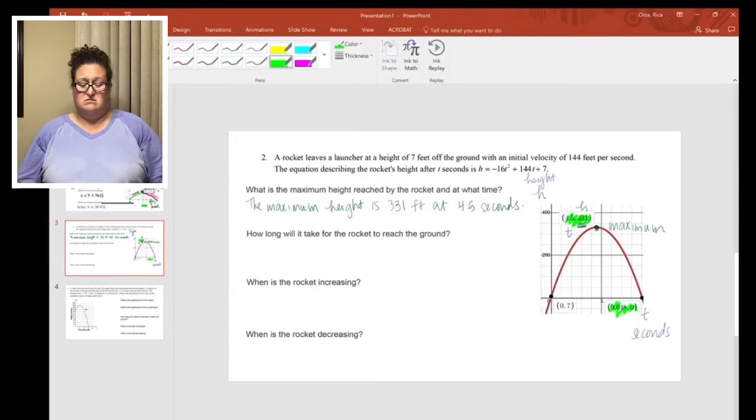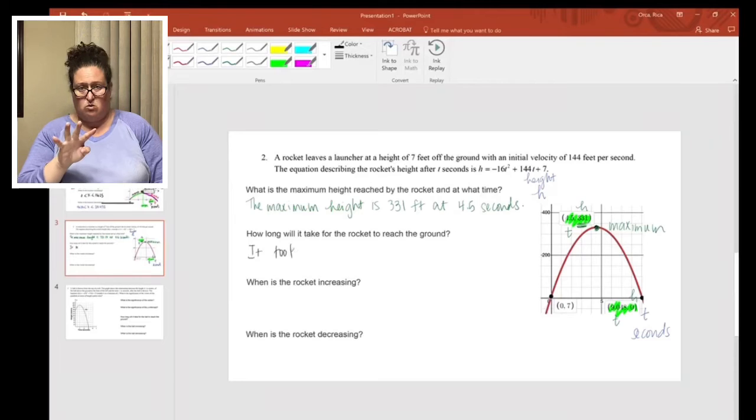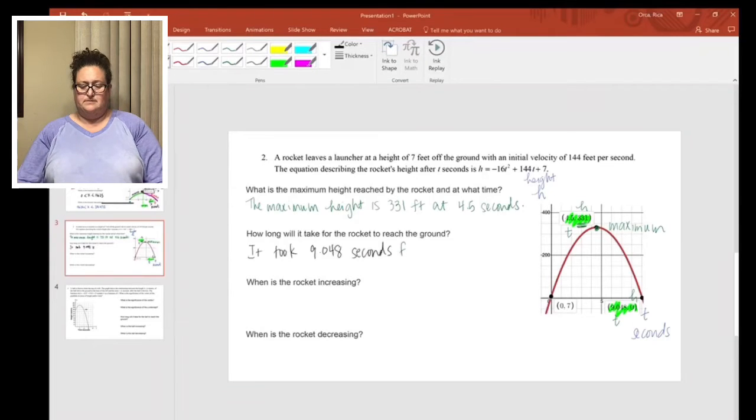If we look at our third point, we have 9.048, 0. Our h value is 0. Our t value is 9.048. And because h is 0, we know that our rocket has finally reached the ground. It took 9.048 seconds for the rocket to hit the ground.